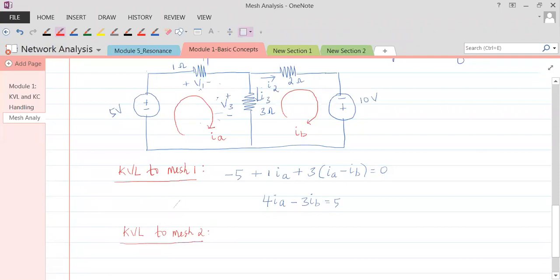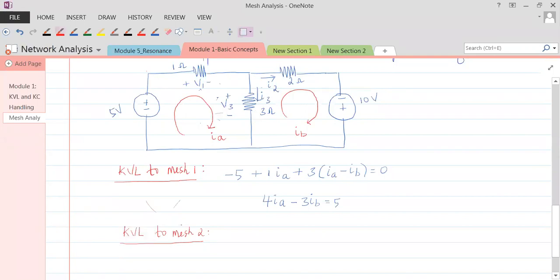Can you do it now yourself? Start from 3 ohms. Now we are operating in second mesh. Okay, mesh 2 we are operating in. Through 3 ohms there are 2 currents flowing, IA and IB. See, in mesh 2 we are moving in upwards direction through 3 ohms, whereas IA is moving downward. So what is the voltage drop across 3 ohms when I'm operating in mesh 2?